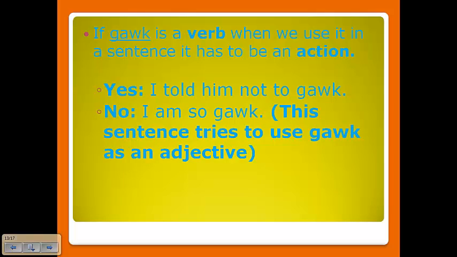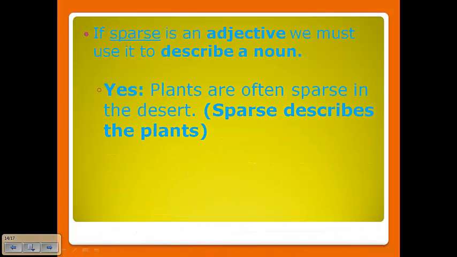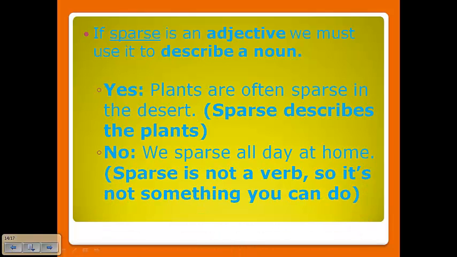This sentence tries to use gawk as an adjective. That doesn't work. If sparse is an adjective, we must use it to describe a noun. Plants are often sparse in the desert. Sparse describes the plant. We sparse all day at home. Sparse is not a verb, so it's not something that you can do. That's a bad sentence.